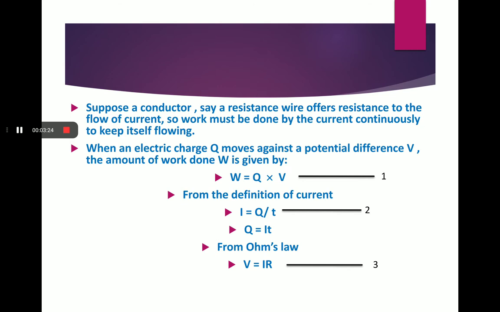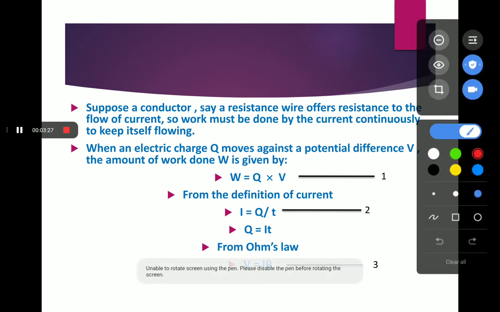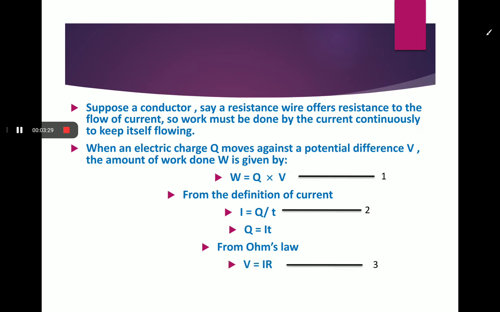Here, as you can see in the image, when the electric charge Q moves against the potential difference V, the amount of work done is given by this equation. So work done is equal to charge multiplied by the potential difference. This is considered as equation 1.